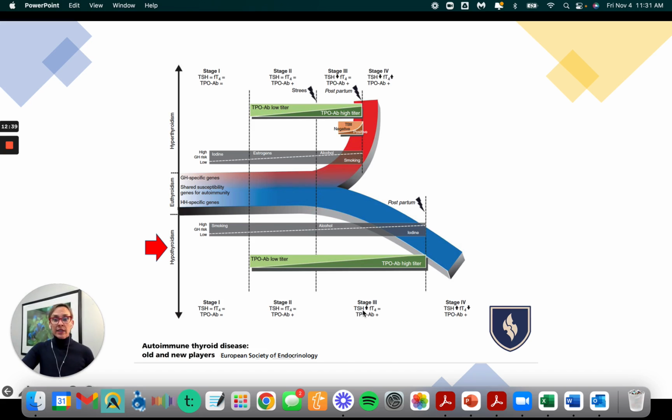TSH is positive. Free T4 may or may not be any different, but now we're likely beginning to have symptoms. And then we move into stage 4, and that's when antibodies are positive. We're having peripheral thyroid hormone that is lower, and TSH is high. So if we could work in this early stage, when the antibodies become positive, and really support the immune system, perhaps we could slow the progression to overt symptoms of hypothyroidism.